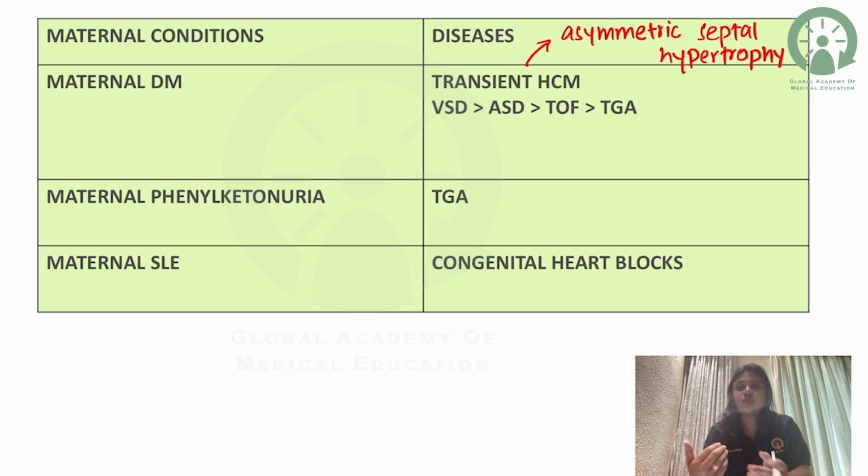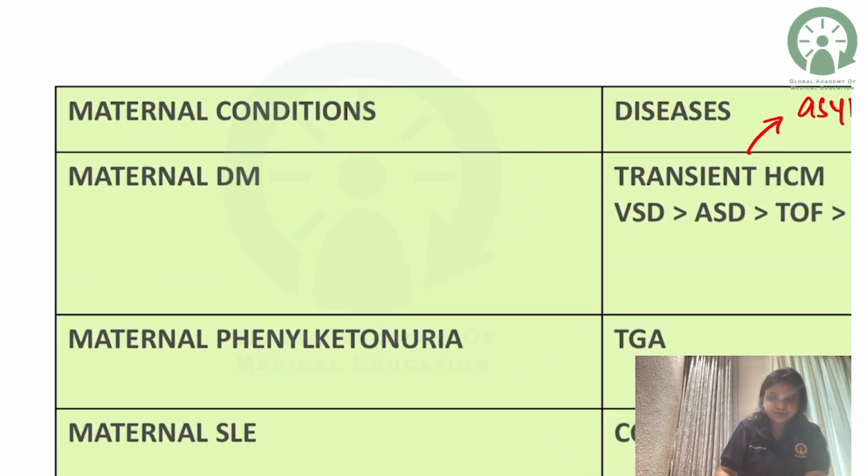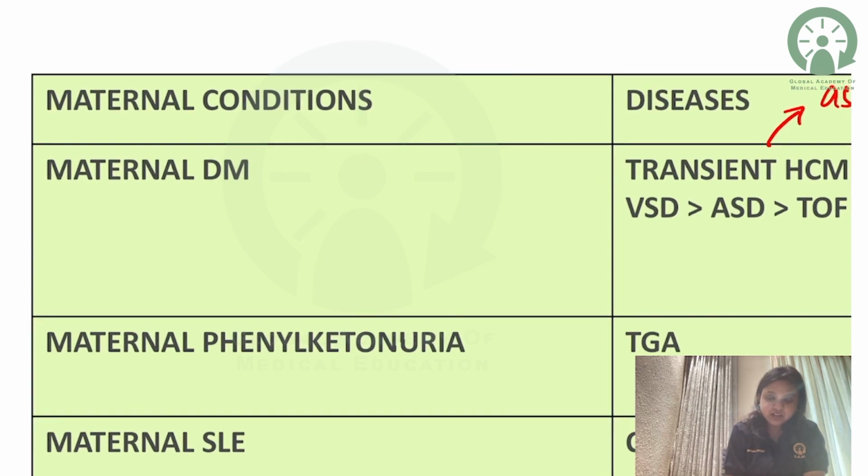And if I have to go for the CVS, then the most common CVS finding is going to be transient HCM or asymmetric septal hypertrophy. If the question is the most common congenital heart disease found in maternal diabetes mellitus, the answer will be VSD, and the most specific disease found in maternal diabetes mellitus is going to be TGA, right? So I'll just mention it for you. As I said, in maternal diabetes mellitus, the gross congenital anomalies are more common in pre-gestational as compared to gestational diabetes mellitus.